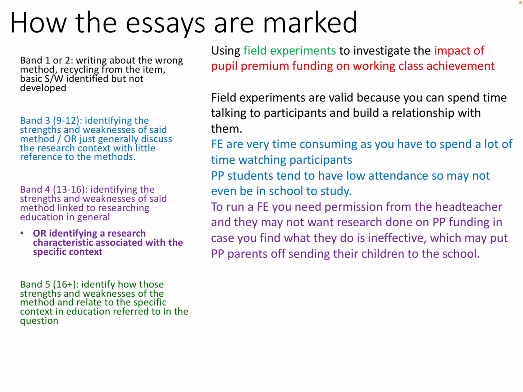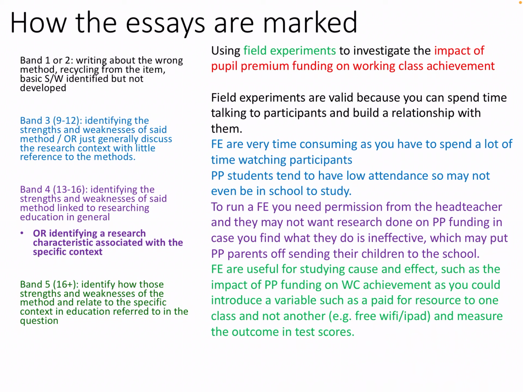Now, band 4 is a bit more difficult, but is when you get the extra marks, when you identify a strength and a weakness of the method, linking it to researching education in general, or identifying a research characteristic associated with the specific context. I will do a whole lesson on research characteristics with you if I'm teaching you face-to-face. So here's an example of a band 4 point. To run a field experiment, you need permission from the head teacher, and they may not want the research done on pupil premium funding in case you find out that what they do is ineffective, which may put pupil premium parents off sending their children to school.